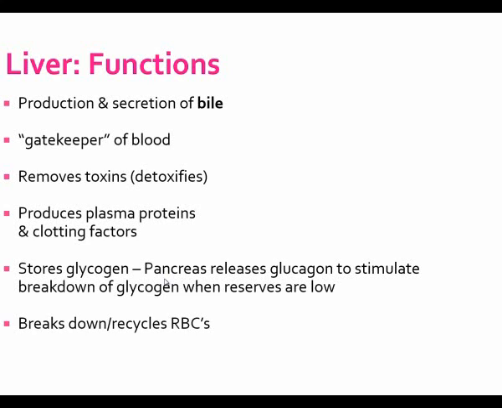It produces plasma proteins and clotting factors. So when we were looking at the cardiovascular system and all of the different Roman numerals that are involved with the clotting process, this is where they come from. It also stores a large amount of glycogen, which is the stored form of glucose, and so we can break that down and use it when our reserves of glucose are low. And it also breaks down and recycles some of our red blood cells.